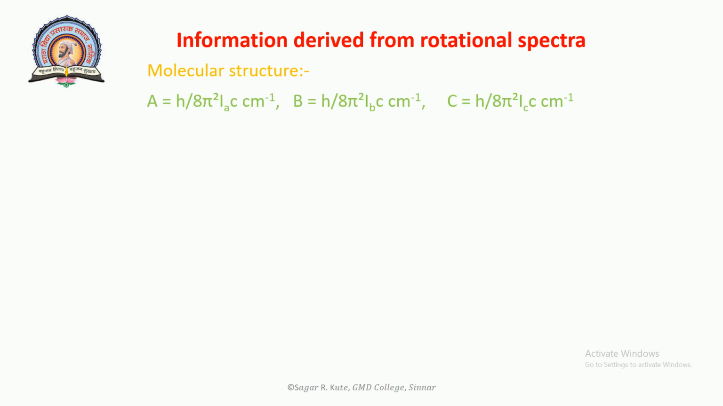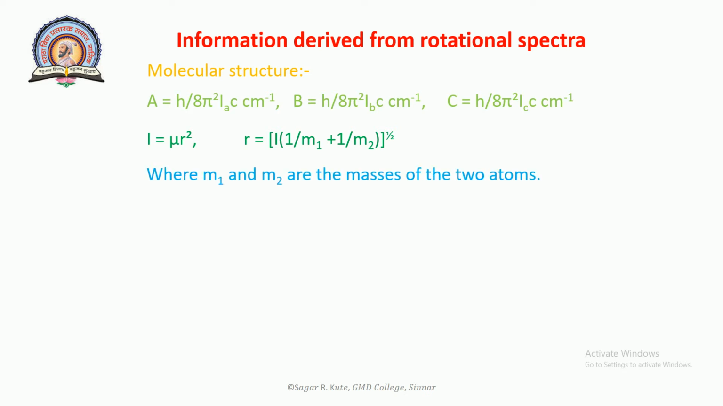For a diatomic molecule, there is only one observable principal moment of inertia, which along with the atomic masses gives the interatomic distance. I is equal to mu r square, that is r is equal to bracket I into 1 upon m1 plus 1 upon m2 bracket raised to 1/2, where m1 and m2 are the masses of the two atoms.